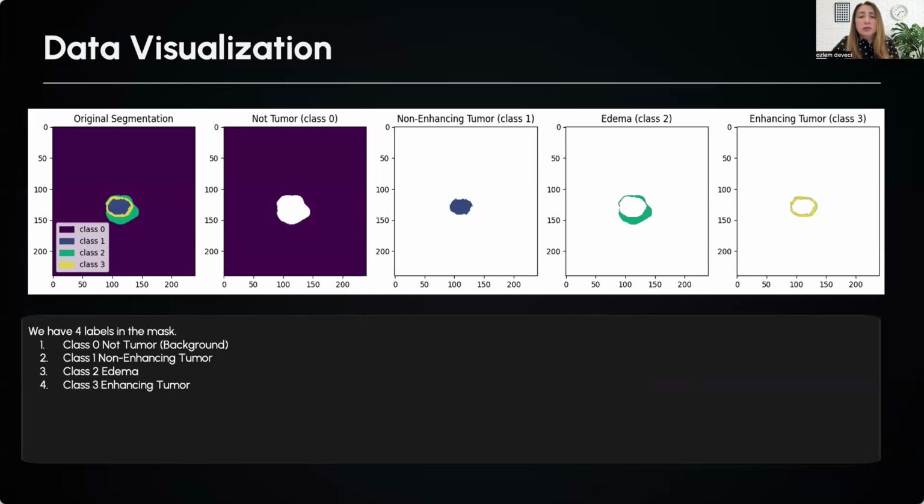Data visualization. Here you can see the segmentation targets, the masks I'm training the model to predict. We classify every voxel into four classes. Class 0, healthy background tissue. Class 1, non-enhancing tumor. Class 2, edema, the swelling. Class 3, enhancing tumor.